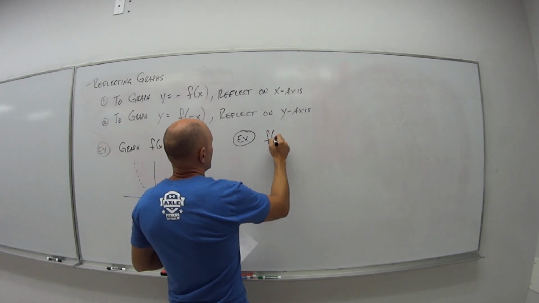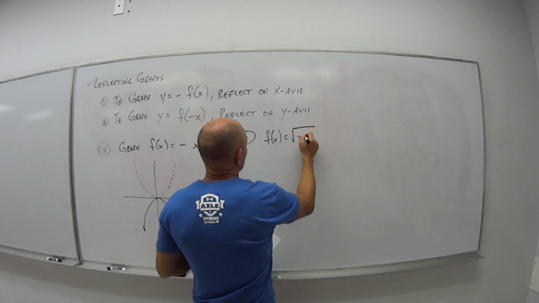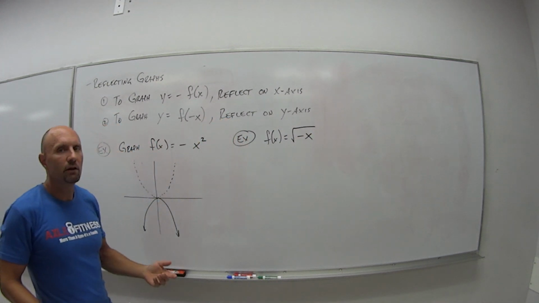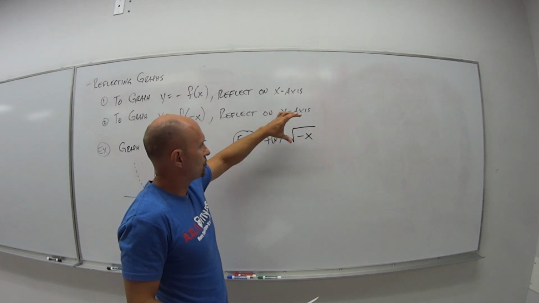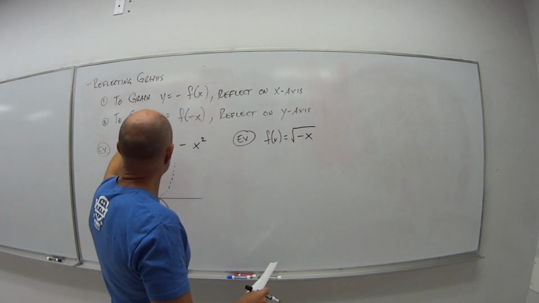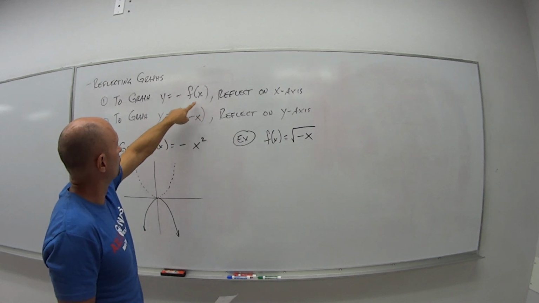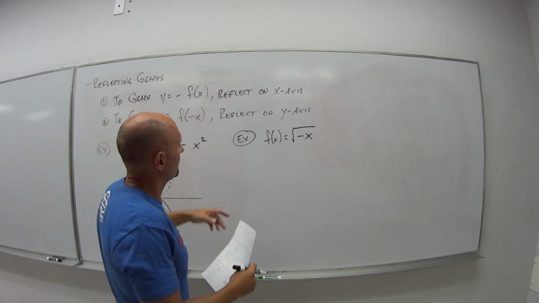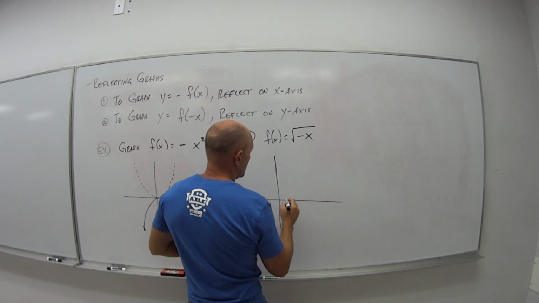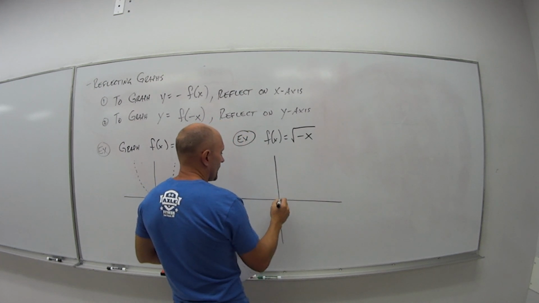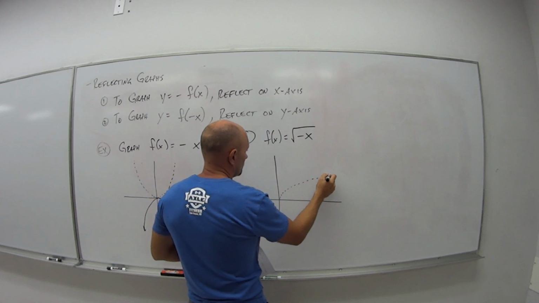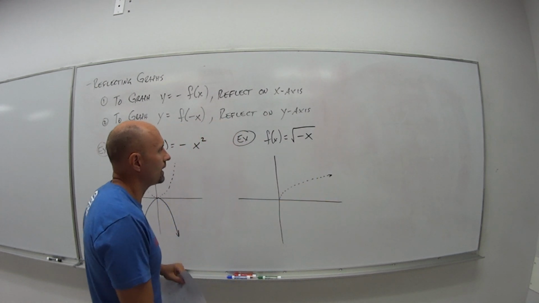What if I want to graph f of x is equal to square root of minus x? So here's one where I have the base function, the square root, but the negative is inside the function. Because it's inside, that's what this notation means, I reflect it on the y-axis. So my normal square root of x graph would look like what? It's that rocket, or the fireworks headed off to the right.